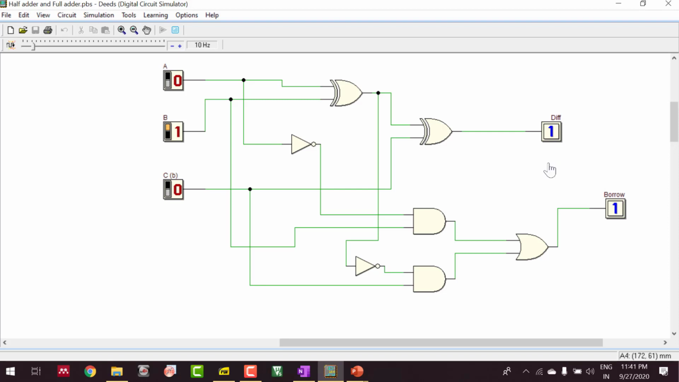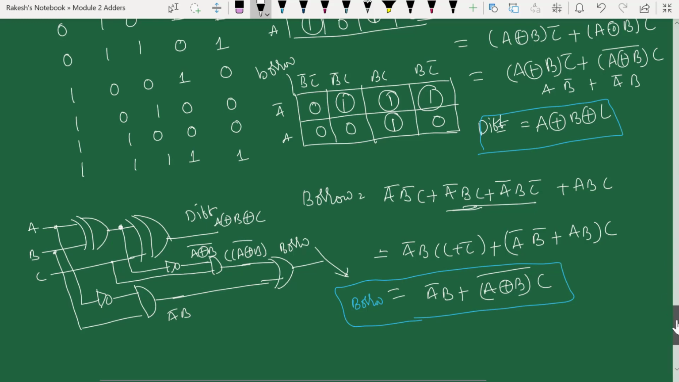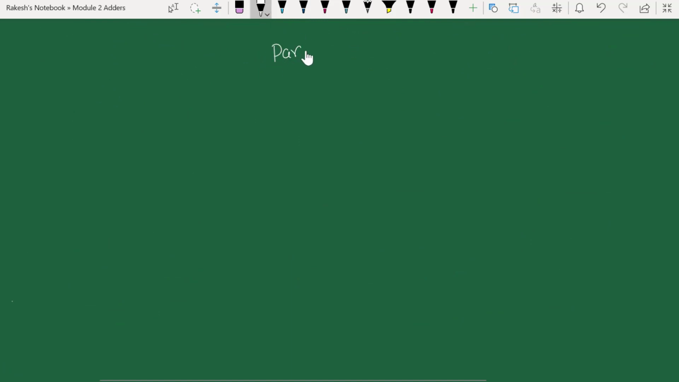Now I'm going to show you how you're going to have a parallel subtractor if the given number has more than 2 bits or more than 3 bits. Now I'm going to show you the parallel subtractor. Like your parallel adder, you're going to have a parallel subtractor.